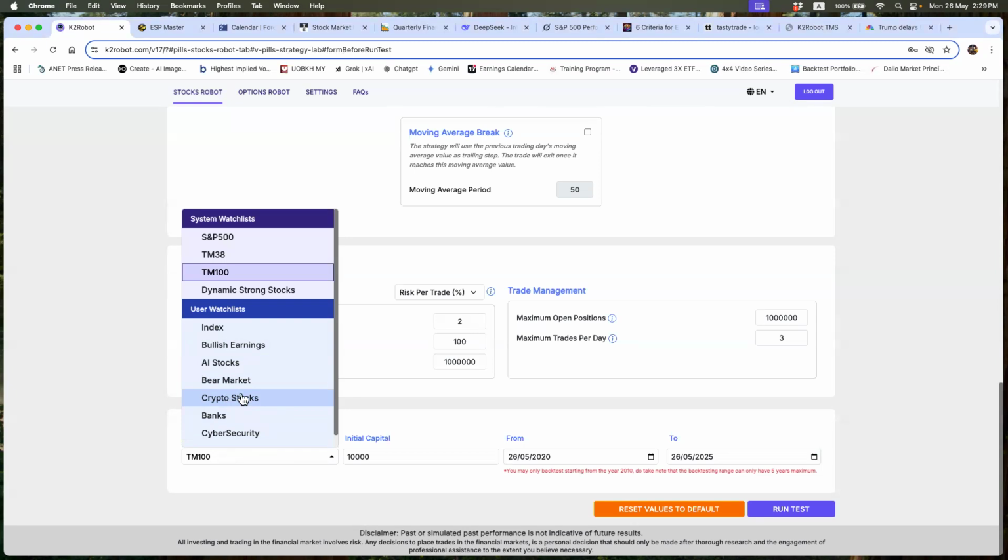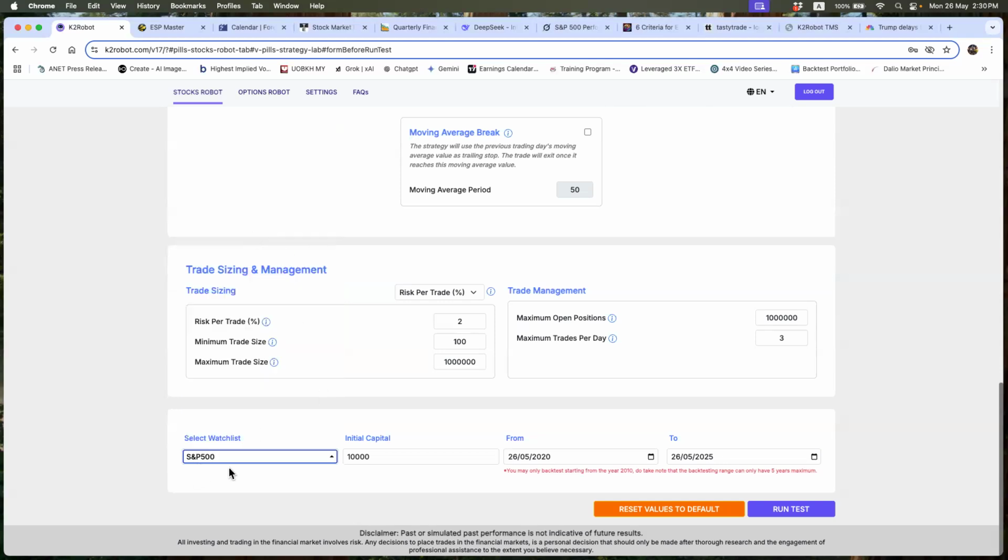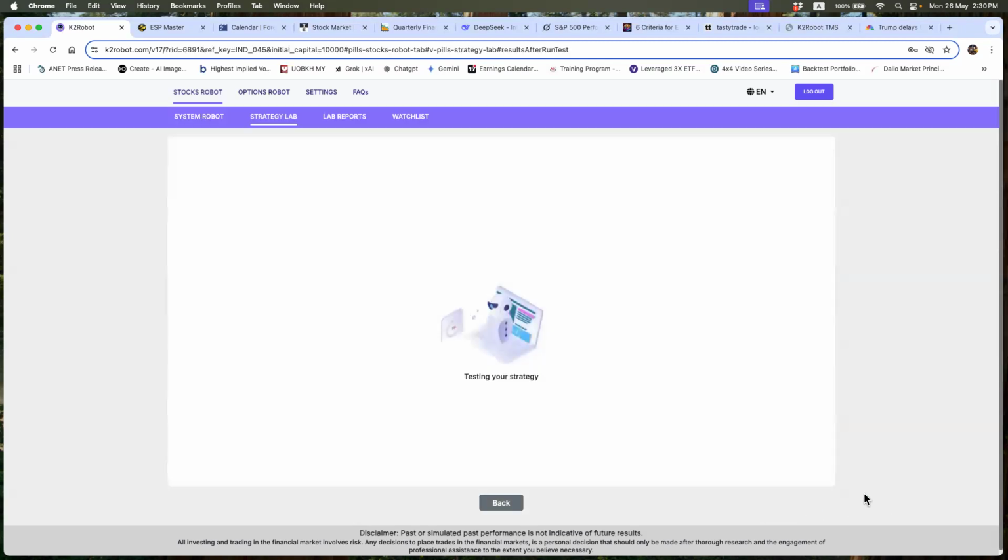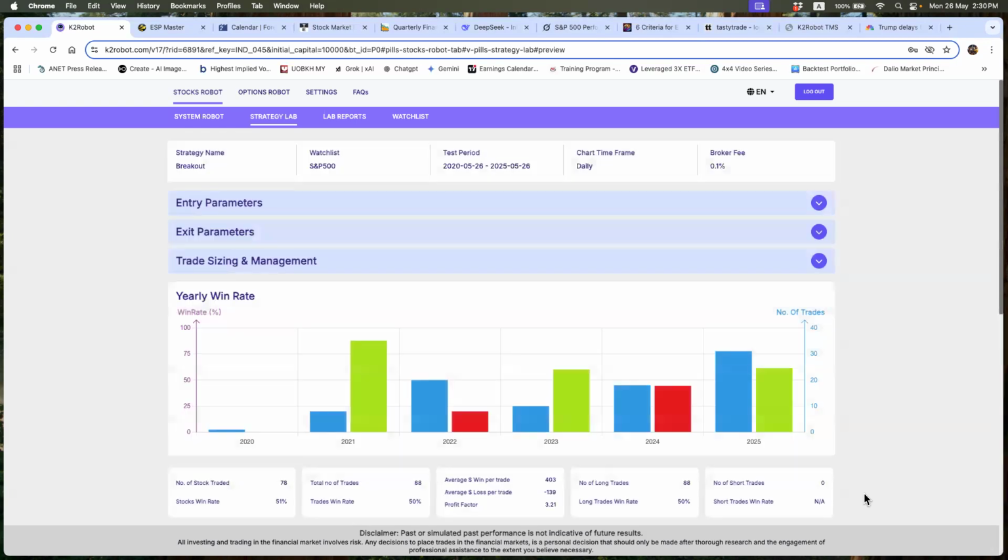Or you can use the S&P 500, the 500 companies that are inside the S&P 500 constituents. So let's take a look at the S&P 500. That means the 500 stocks. Let's just run the same backtest using the same strategy and see the performance. How does it measure up to the TM100 watch list that we saw just now? And then I will tell you which is the best.